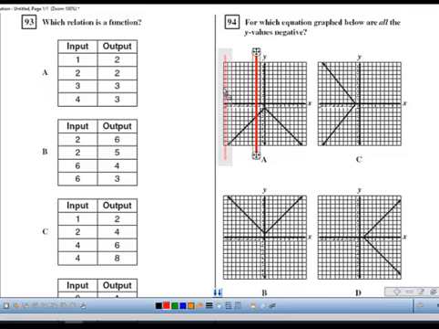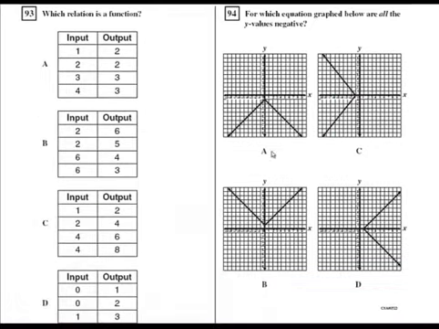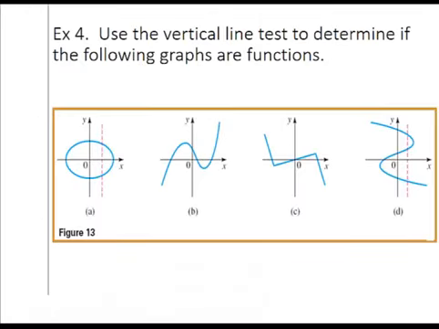So we just drag our vertical line across and we see if it ever touches the function more than once. If it does touch the function more than once, like in this graph over here, we see that that is not a function because the x values repeat. Make sense? Great.